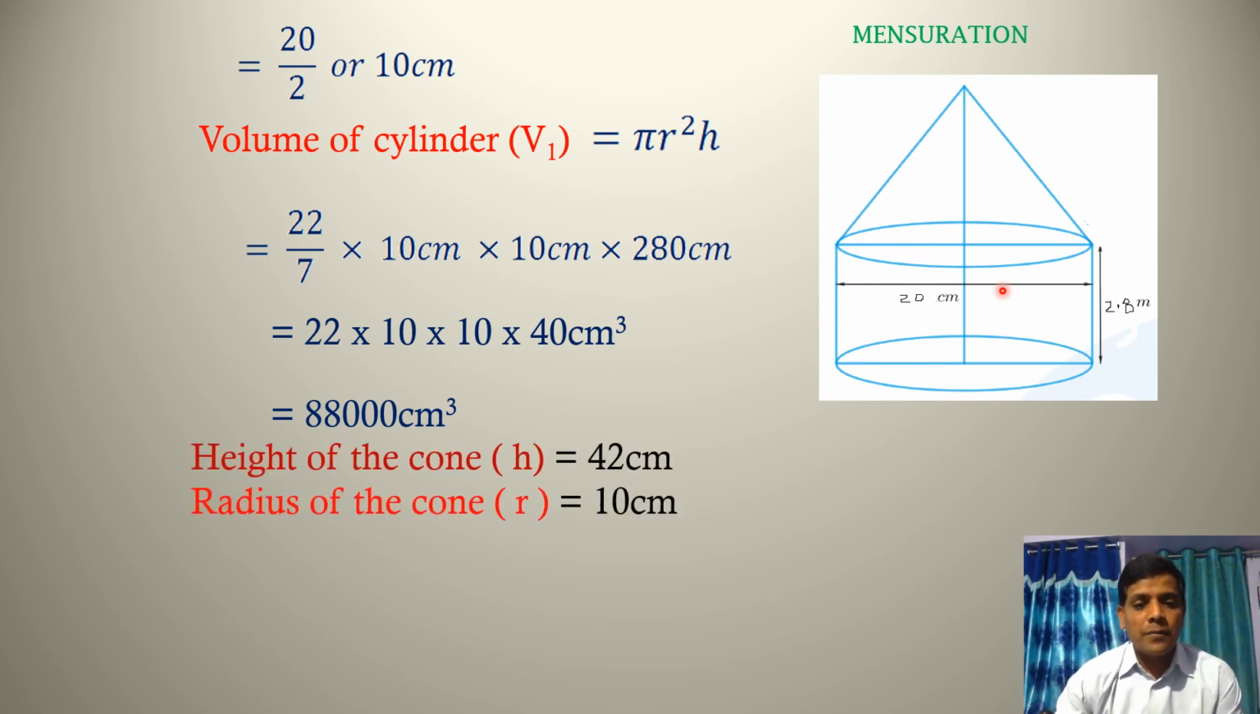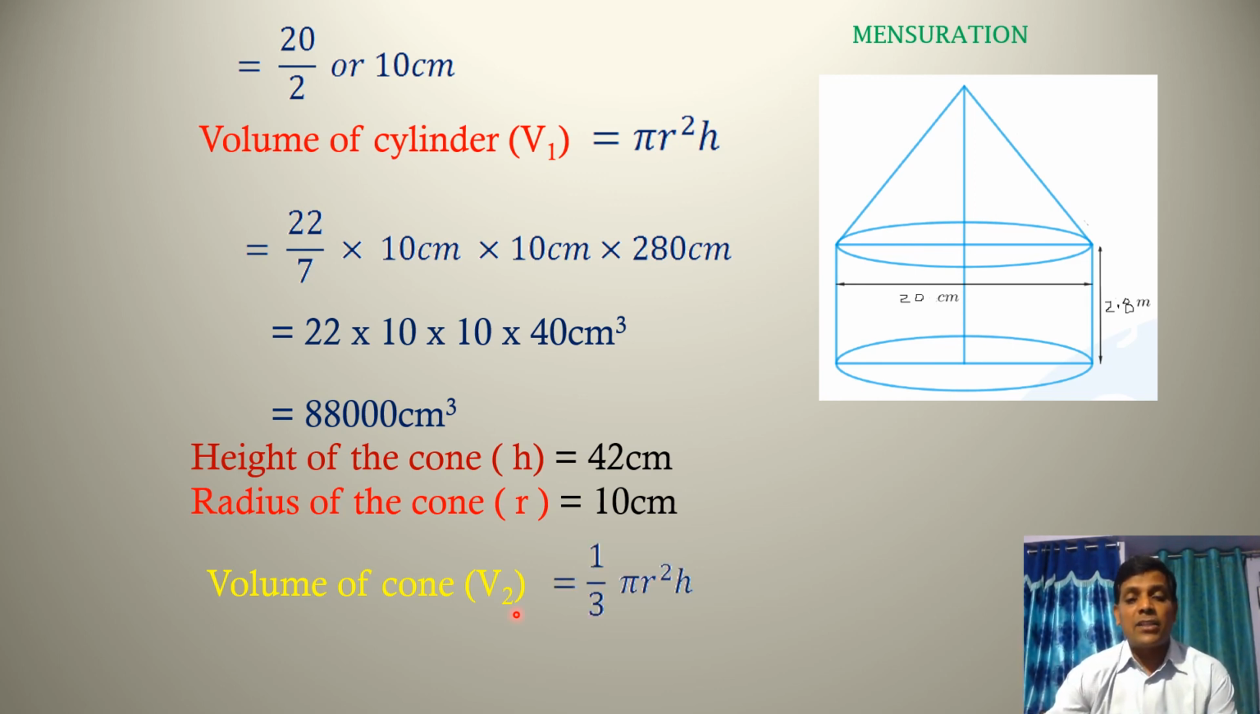Height of the cone, h, is equal to 42 centimeters, and the radius of the cylinder and the radius of the cone, these two are equal to 10 centimeters. Volume of cone, V2, is equal to 1 by 3 pi r square h.